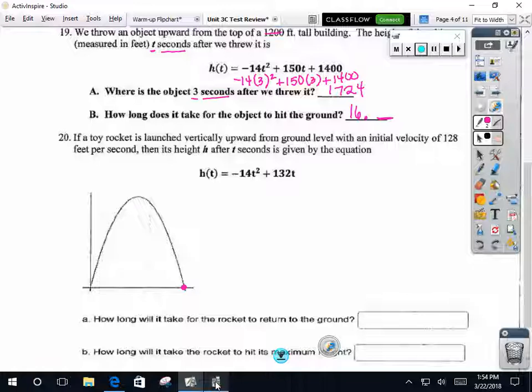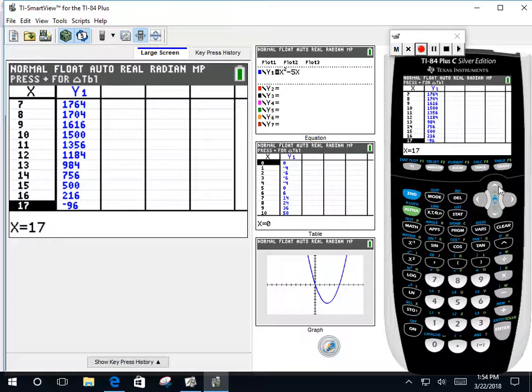Oh, and before I do, I heard somebody a while ago talking about graphing it to figure out the 3 seconds, and you could do that. See when this one's graphed, if I go up to 3 seconds, and isn't that what we got when we plugged in 3? So you could also do it that way.